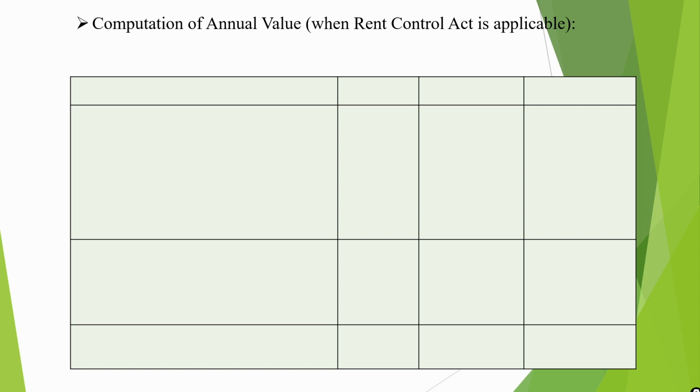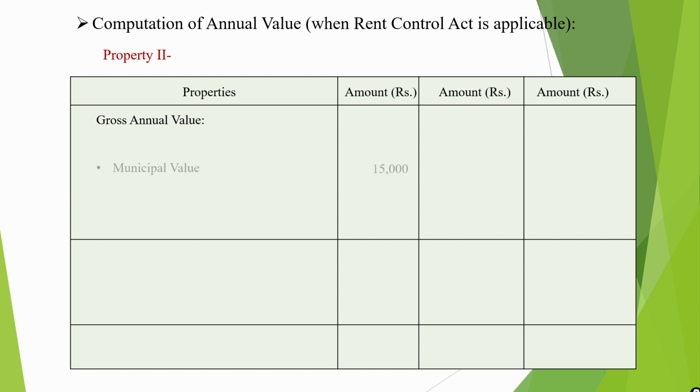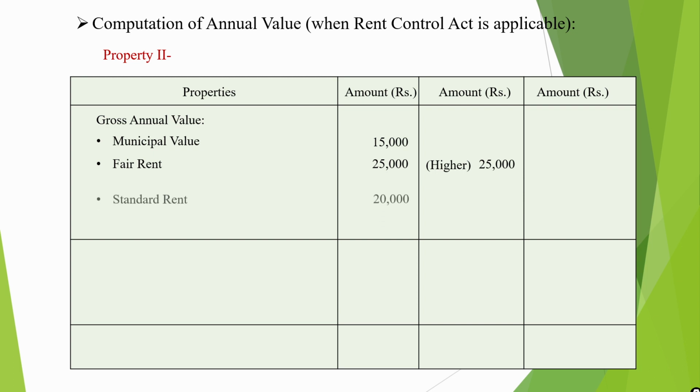Now, compute the annual value of house property 2. The same process you have to follow here also. First, you have to determine the gross annual value by applying the 3 steps. First step is you have to compare municipal value with fair rent and take the higher amount. Here it is 25,000. Again, this 25,000 you have to compare with standard rent rupees 20,000 and take the lower amount. Here it is 20,000.